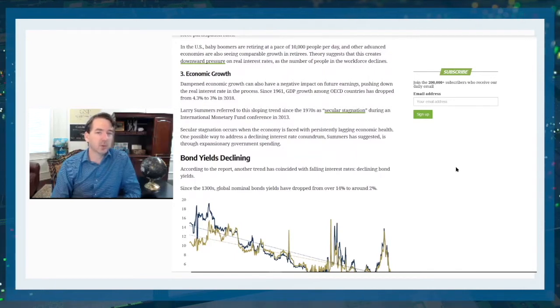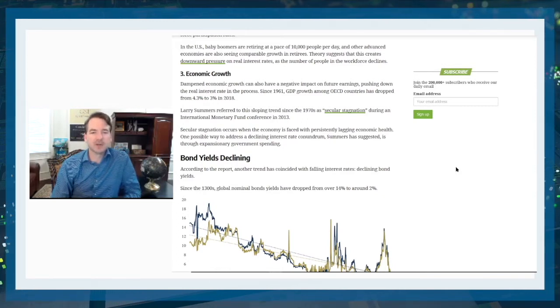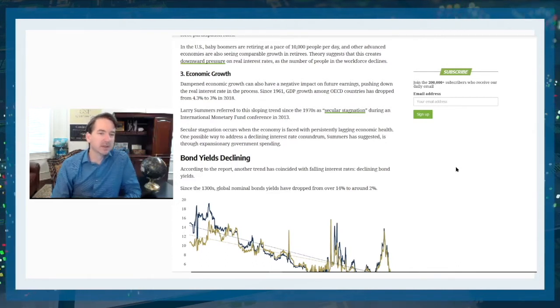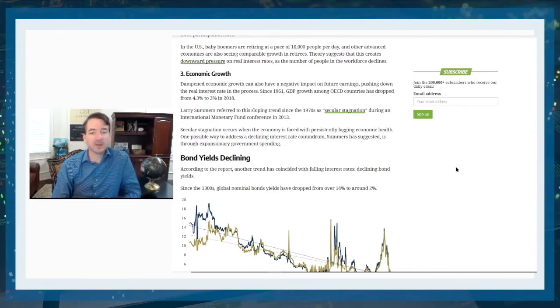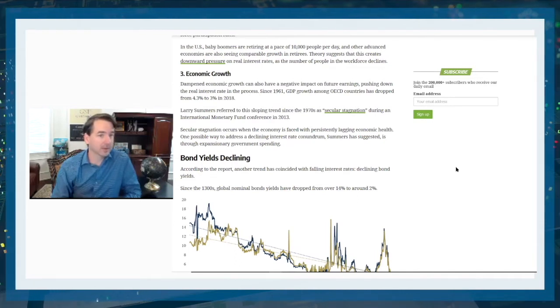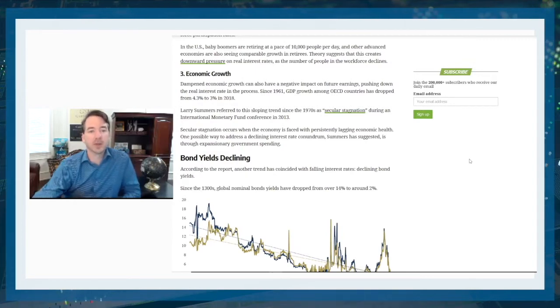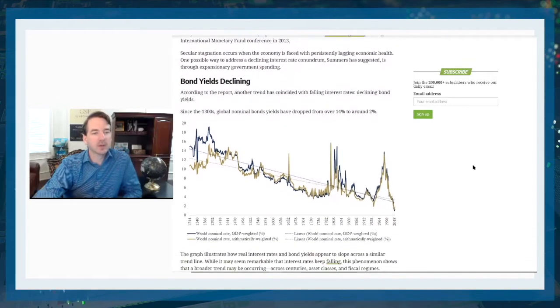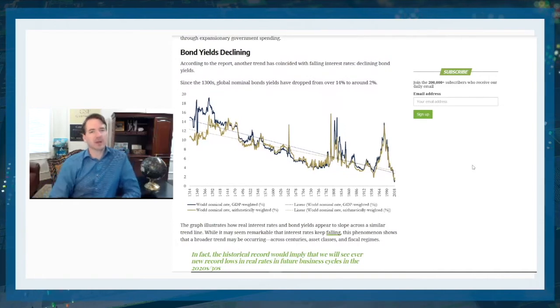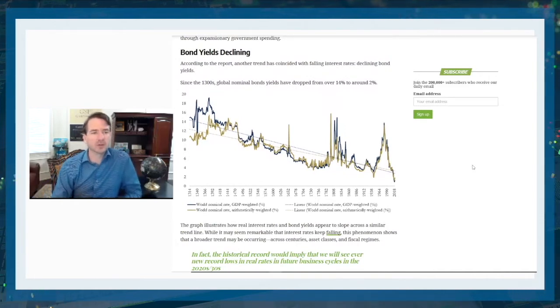Since 1961, GDP growth among OECD countries has dropped from 4.3% to 3%. And Larry Summers referred to the sloping trend since the 1970s as secular stagnation during an IMF conference in 2013. Secular stagnation occurs when the economy is faced with persistently lagging economic health. And one possible way to address the declining interest rate conundrum, Summers has suggested, is through expansionary government spending. They also noted that bond yields were declining during the same time period. That makes sense because interest rates and bonds are closely tied.